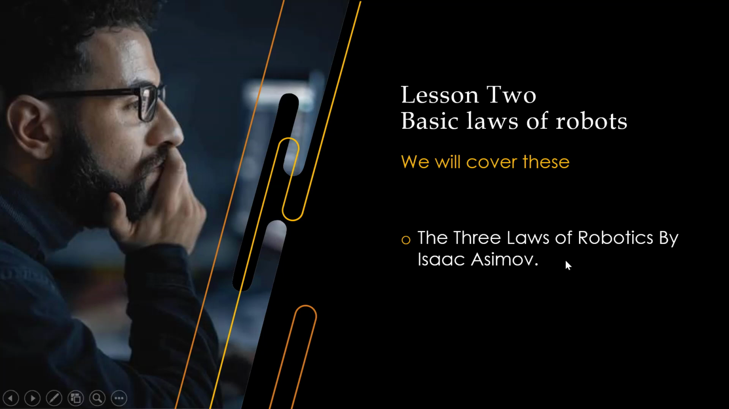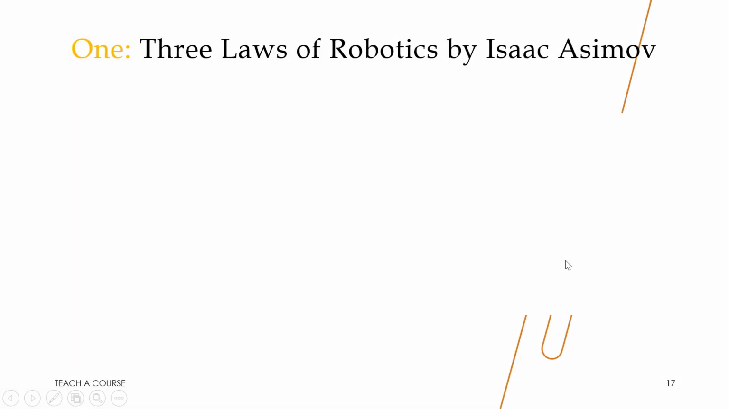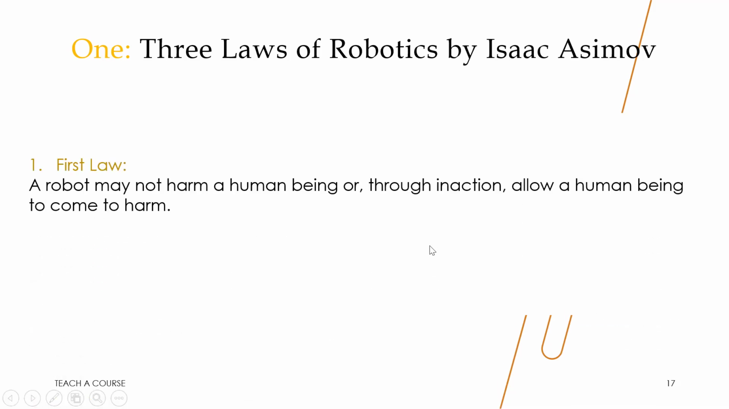Now, let's look at the first law of robotics by Isaac Asimov. The first law states a robot may not harm a human being or through inaction allow a human being to come to harm. Now, that is the highest principle in the three laws of Isaac Asimov, which revolves around the well-being and safety of humans.